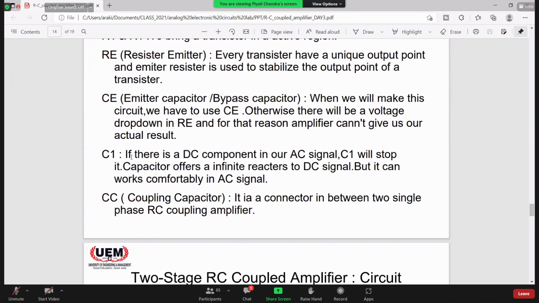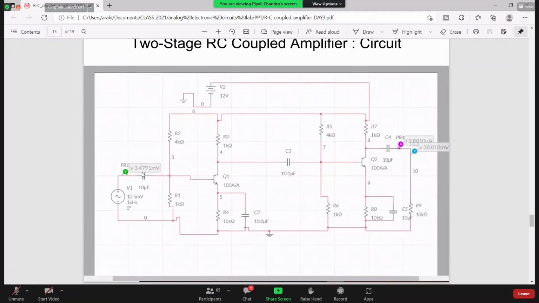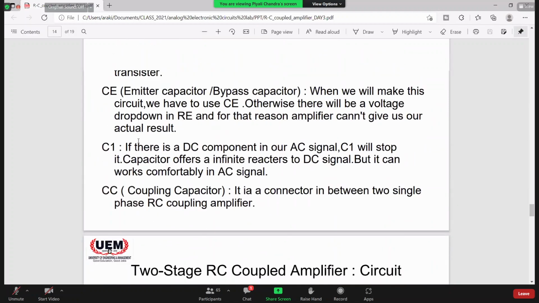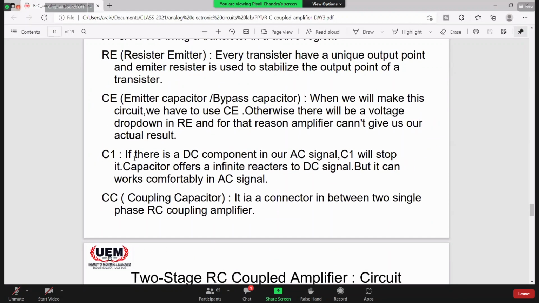The fourth one is C1. What is C1? C1 is this capacitor. If there is a DC component in our AC signal, C1 will stop it, because a capacitor offers an infinite reactance to a DC signal. When you study the theory part, you will know there is a factor called capacitor reactance, that is 1 by 2 pi f C. So f is our frequency and C is our capacitor value.